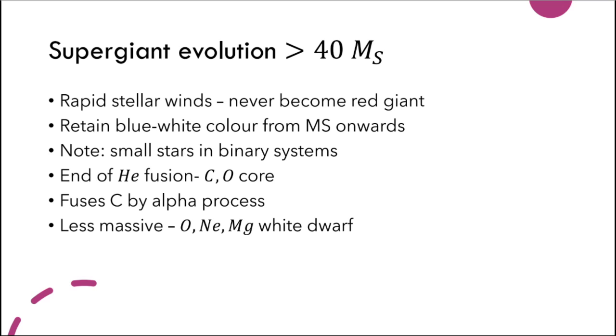So the stars have rapid stellar winds, which basically rip off the gas surrounding it, so they never become red giants, and they retain the blue-white color from the main sequence onwards, because when they leave the main sequence. And this can also happen with small stars in binary systems, which are never able to become red giants because the companion star strips off the envelope as it expands, or they can rotate rapidly enough so that the convection extends from the core to the surface, and this means that there is no separate core and no envelope, so they can't become red giants either.